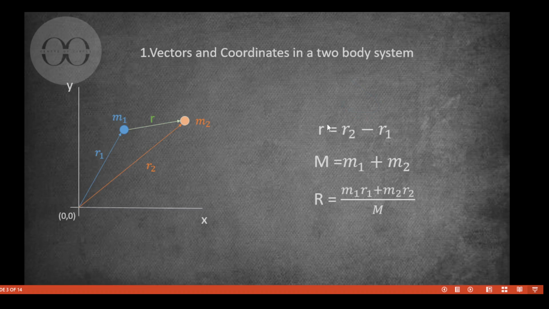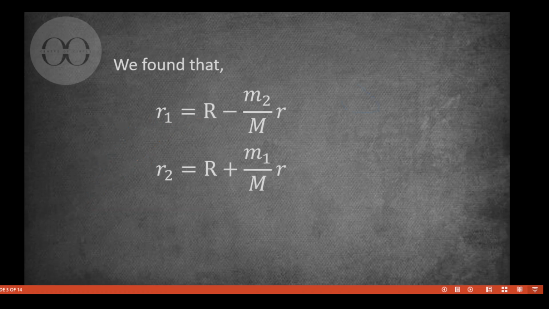So here, as we can see, small r equals r2 minus r1 and capital R equals m1 r1 plus m2 r2 divided by capital M. If we substitute r2 from our first equation, which is r2 equals r plus r1, then we find capital R equals m1 r1 plus m2 into (r plus r1) divided by capital M. If we solve the equation and do some basic algebra, we can see r1 equals capital R minus m2 by capital M into small r, and r2 equals capital R plus m1 by capital M into small r.